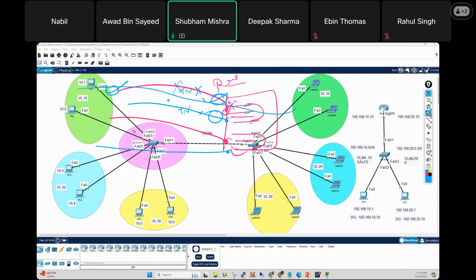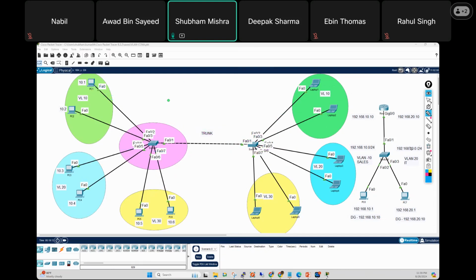In real scenarios, when you allow the VLAN on this uplink, you must also allow it here. And not only on one link, you have to allow it on the active link as well as the passive link, on both. Clear, everyone? I hope you guys understand. Yes, sir. Okay.